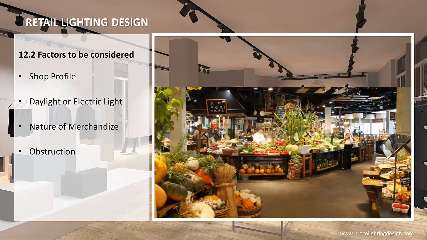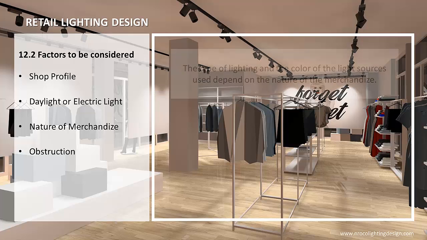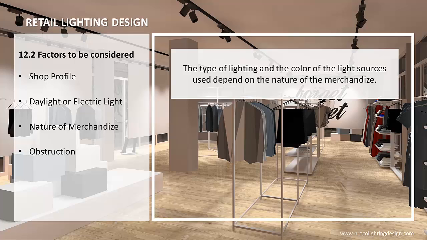Merchandise such as meat, fish, fruit, and vegetables needs lighting that emphasizes whatever characteristic indicates freshness. Example, redness of meat. Therefore, understanding the nature of the merchandise is essential when designing retail lighting.